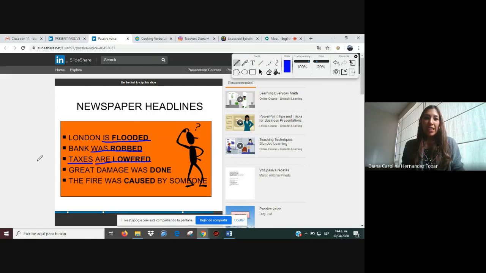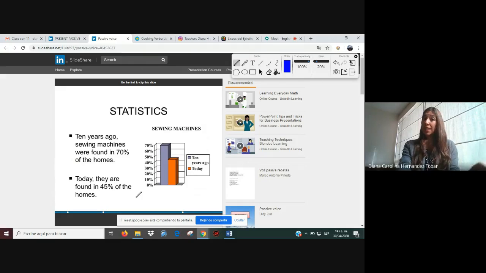All right. Now this is also past. So I want you to notice that in the news or in the newspaper, we can also find this structure, passive voice. Okay. In statistics, when you find a graph or bars in this case, and you start analyzing information, you can also use this structure. Okay.